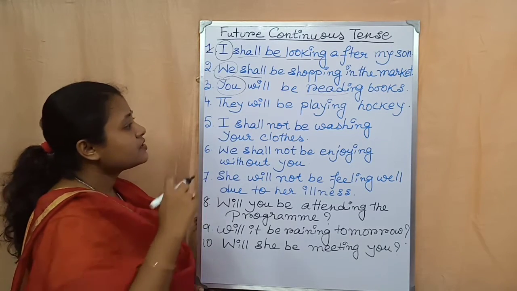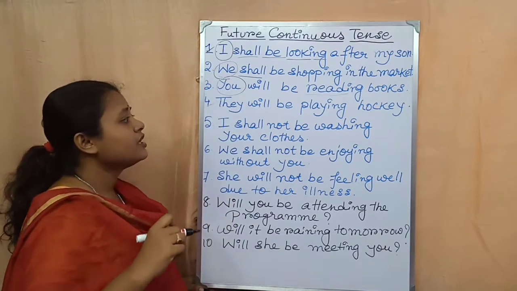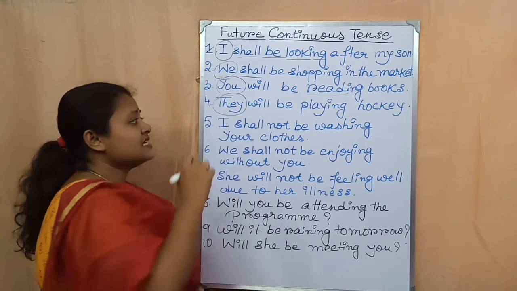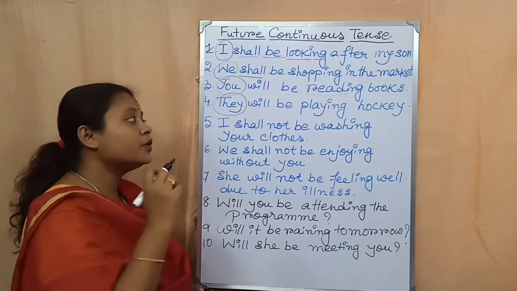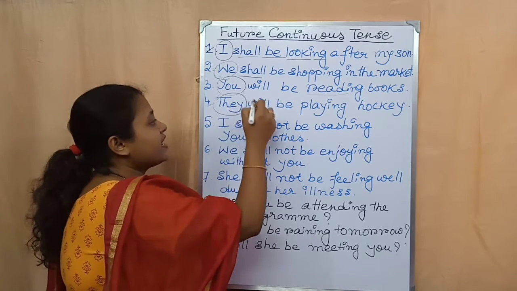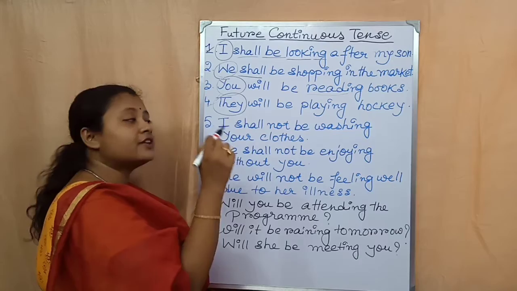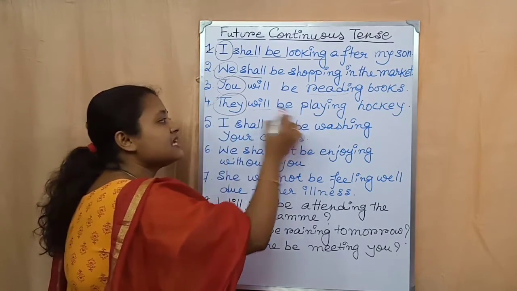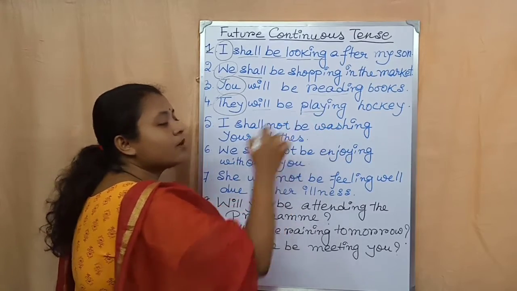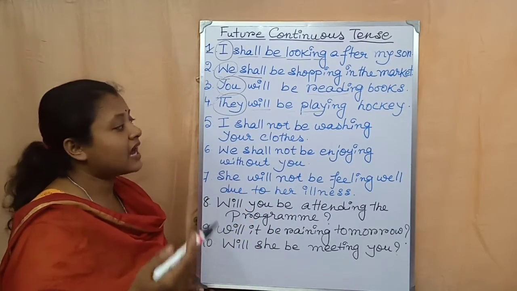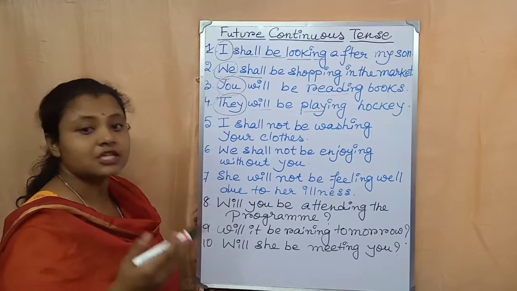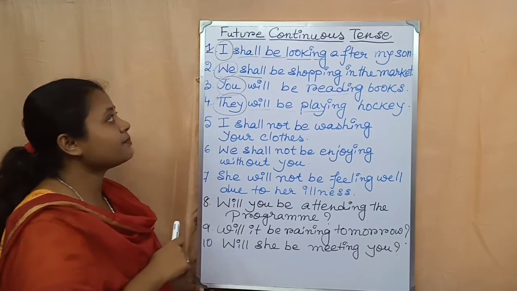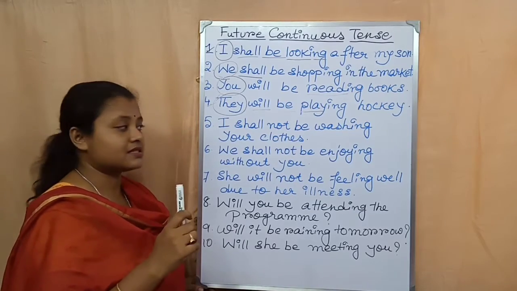Now come to the next sentence. Number 4. They will be playing hockey. Here they, it is third person, plural number. So that is why after the third person I told you that you have to write will. So I have written here will. After that be, then the present form of the main verb play, then ing, then the rest of the sentence, hockey. They will be playing hockey. Okay, this is an example of future continuous tense.